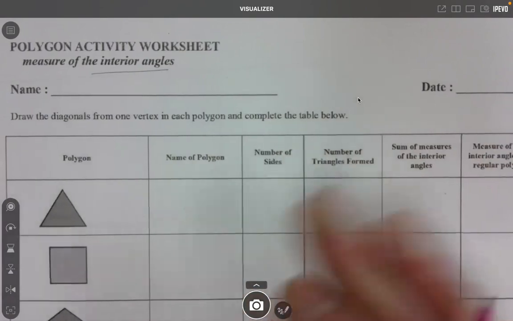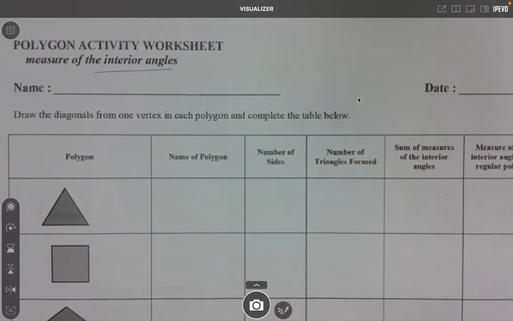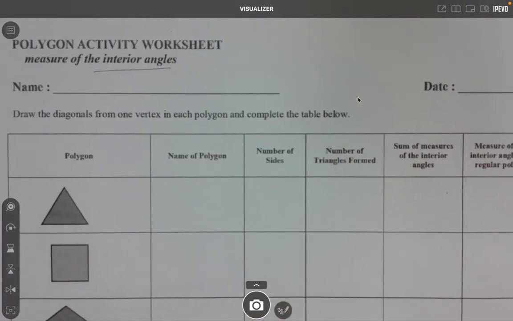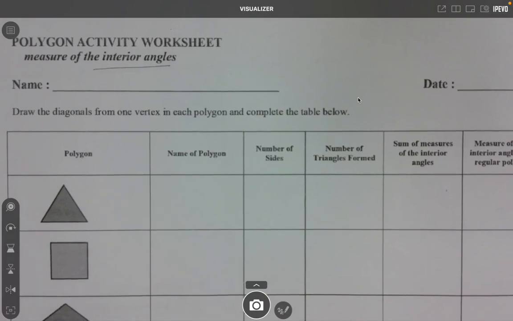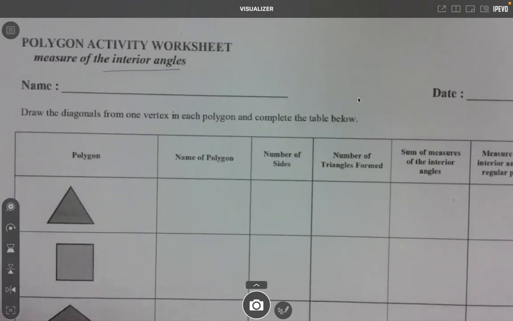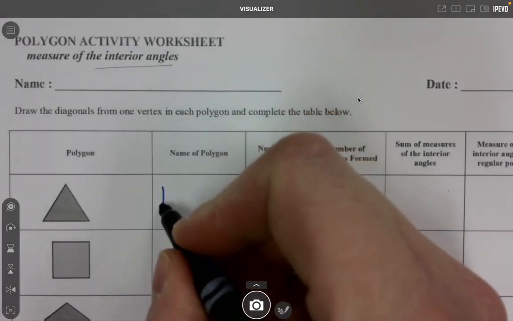So the first thing you're going to be doing in class is this worksheet. This is going to be like a discovery activity so you can understand what's going on. So our worksheet starts out with a triangle. And so I'm going to write triangle here.